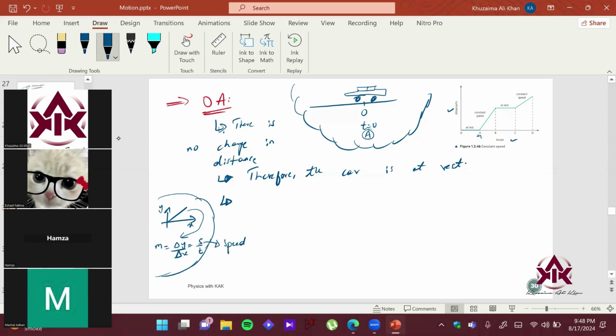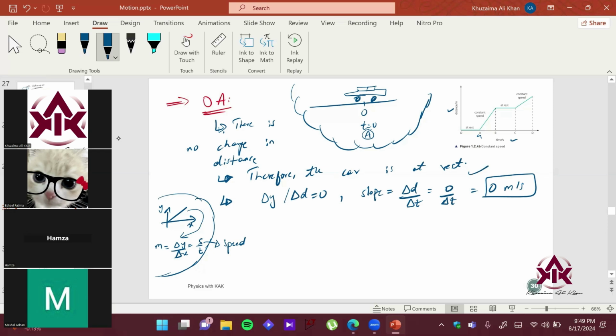So since the slope is constant, the change in y is zero, right? The change in y, that is the distance, the change in distance is zero. Therefore, from the formula, the slope is equal to change in distance divided by change in time, which is equal to 0 upon change in time, right? So 0 over anything is basically 0 meter per second. The speed of the car is 0 meter per second. That supports our answer. Okay, the car is at rest.